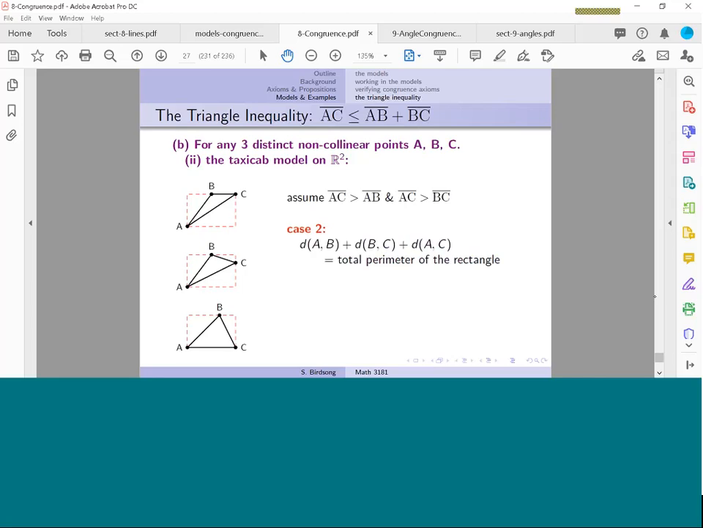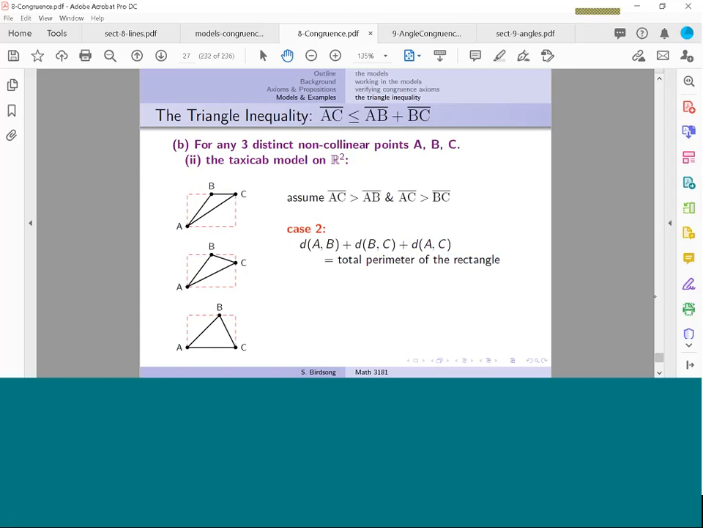Now, if you look at all of those pictures, notice what's the same for all of them. If you add the total distances of A to B, B to C, and A to C, for any of those three situations, you'll get the total perimeter of that red rectangle.